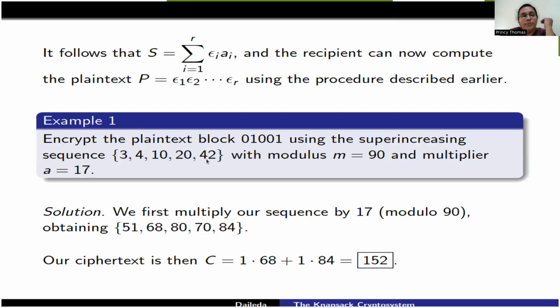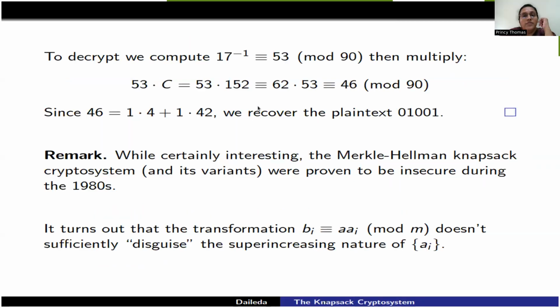The decrypting is done using the a_i sequence and the encrypting is done using the b_i sequence. So with this, we have completed the Knapsack crypto system, and we'll be continuing with Diffie-Hellman in the next class.